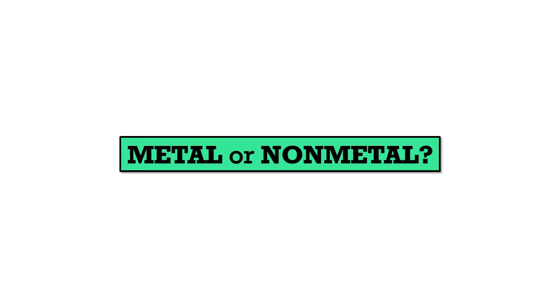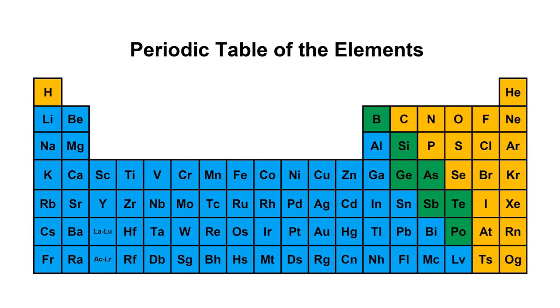So how do we know if an element is a metal or a non-metal? The answer is simple. You just have to look at the periodic table. The position of an element in the periodic table will tell you if it's a metal or a non-metal. In the periodic table, what separates the metals from the non-metals are the metalloids. The metalloids are the borderline elements. The metalloids include boron B, silicon Si, germanium Ge, arsenic As, antimony Sb, tellurium Te, and polonium Po.